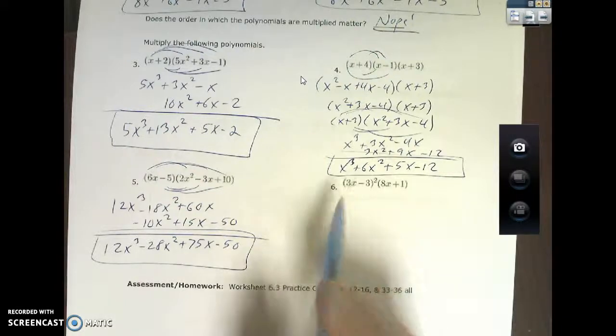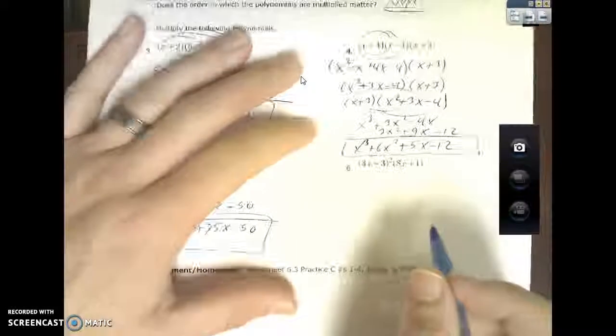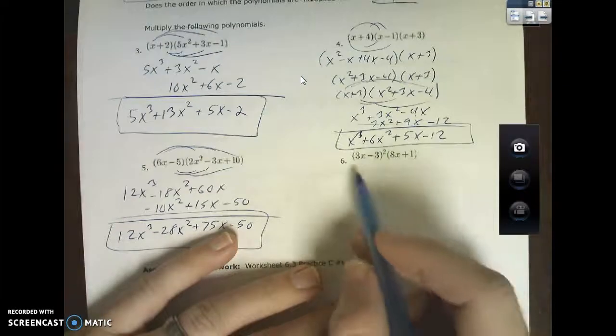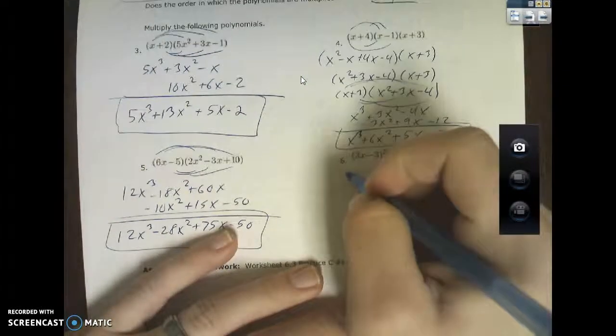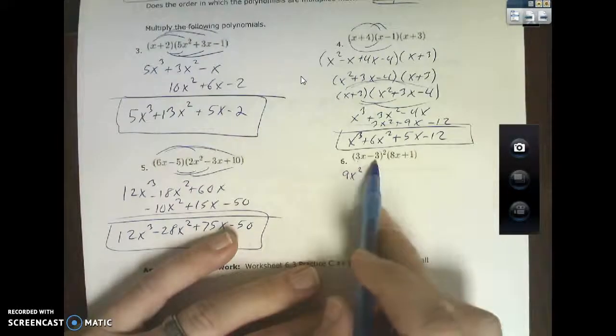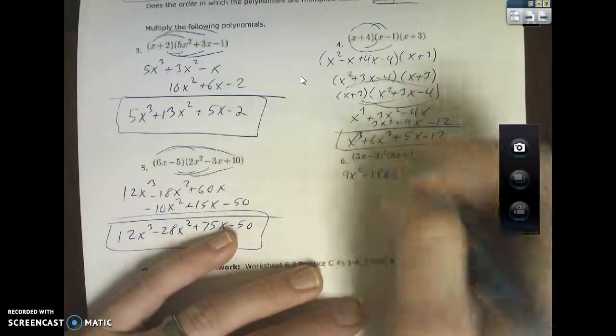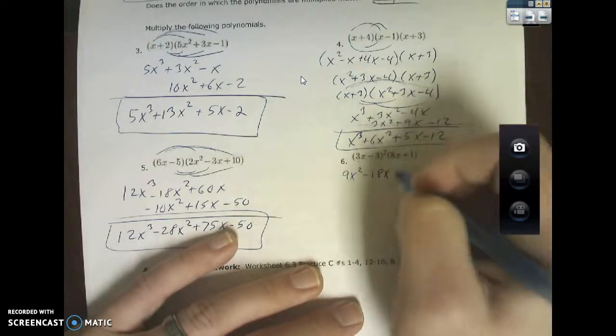Now, number 6. Again, this is 3x minus 3, the quantity squared. So I'm going to do my little quick trick I did earlier. Square your first term. 3x, the quantity squared, is 9x squared. What's 3x times negative 3? Negative 9x. Double it, negative 18x. And then the quantity negative 3 squared is plus 9.